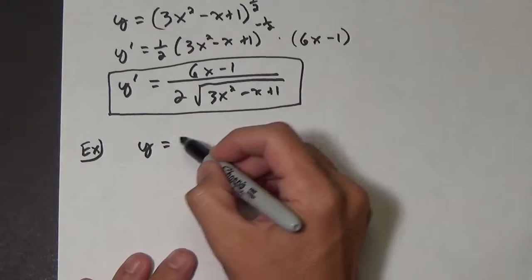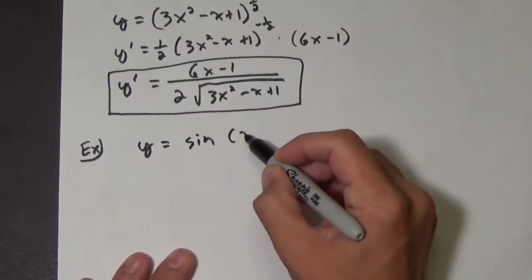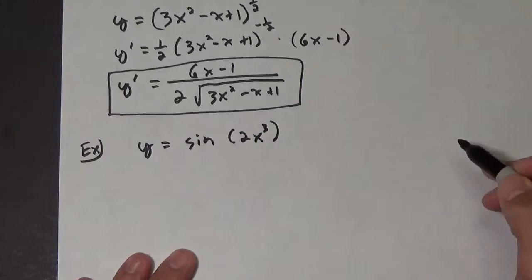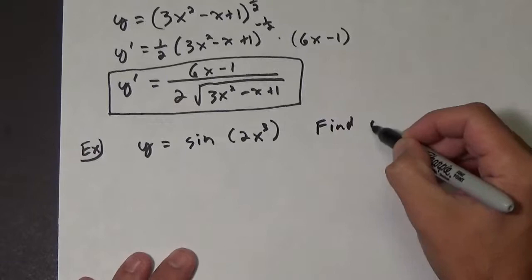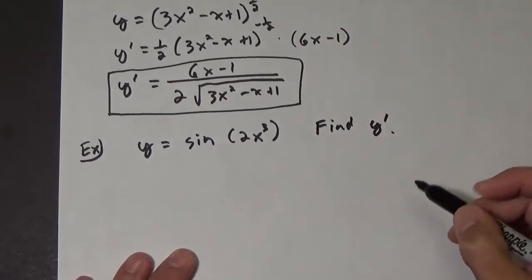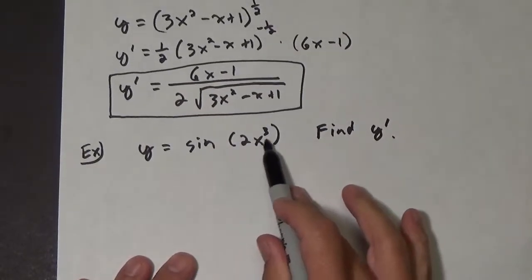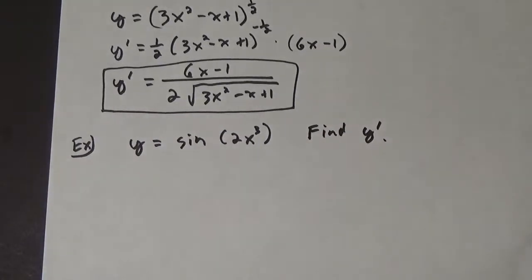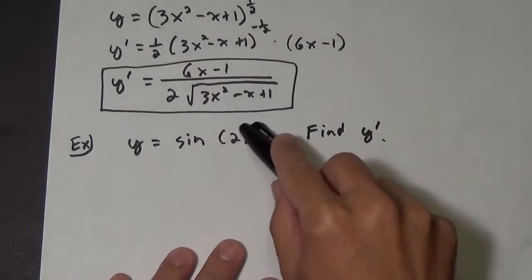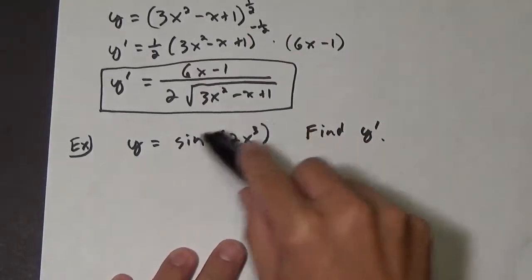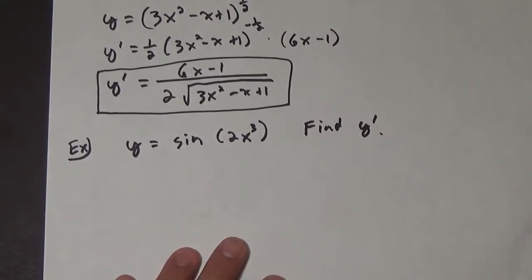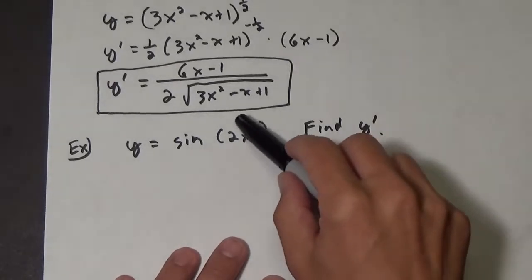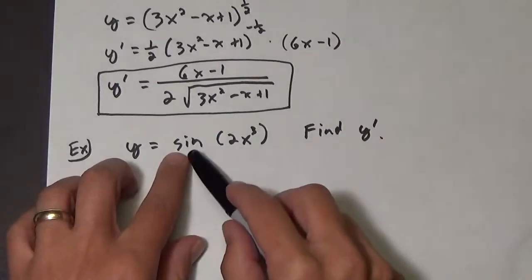So let's say we have y equals the sine of 2x cubed. Okay, so we want to find y prime. Alright, so here we have the sine of 2x cubed, and the first thing we have to do is recognize it's a composite function, which it is. We have this function 2x cubed inside the sine function. Then we have to determine which part is the inside, which we kind of already did. This is the inside part, and then the outside part is actually the sine.